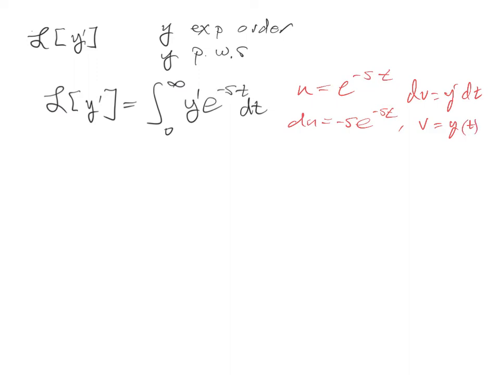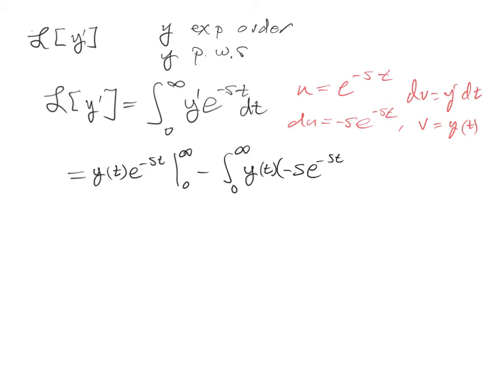So now we go back into our parts, and we're going to have u times v. So that's going to be y of t times the e to the negative st from 0 to infinity, minus the integral from 0 to infinity of v, which is y of t, times our du, which is negative s e to negative st, and again dt.